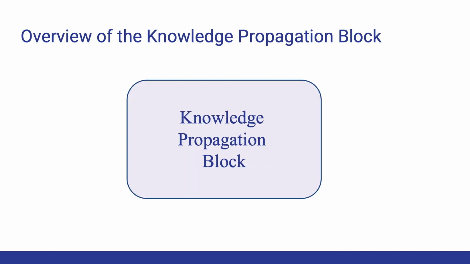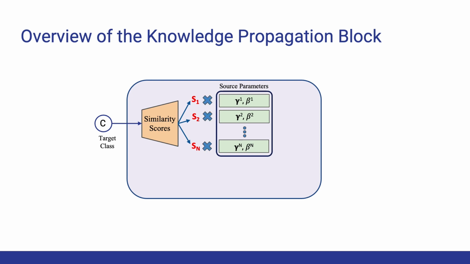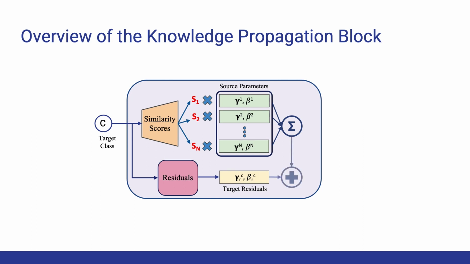The knowledge propagation block contains the batch normalization parameters of the source classes. Given the target index, a set of similarity scores over the source classes is selected for the target class. These scores are then used to linearly combine the source parameters in order to obtain the parameters of the target class. In addition, we add class-specific residual parameters to the resulting target parameters in case a class could not be fully represented based on the source classes.